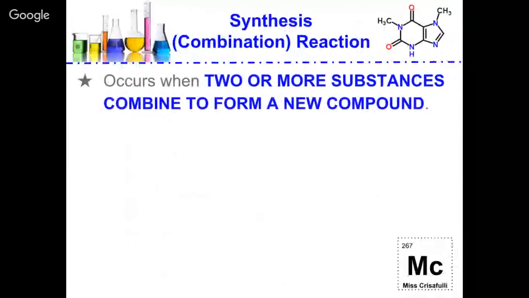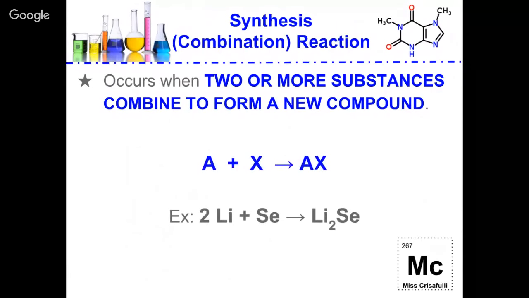So let's look at synthesis. Synthesis occurs when 2 or more substances combine to form a new compound. So your basic formula looks like A plus X makes a compound AX. 9 times out of 10, synthesis reactions are going to be 2 elements coming together to make a compound, like we have in our example. Lithium plus selenium makes lithium selenide.